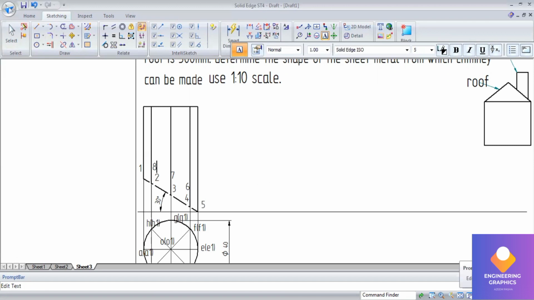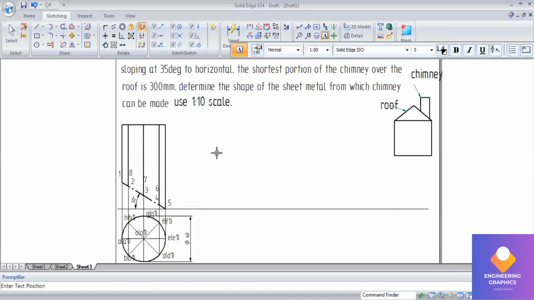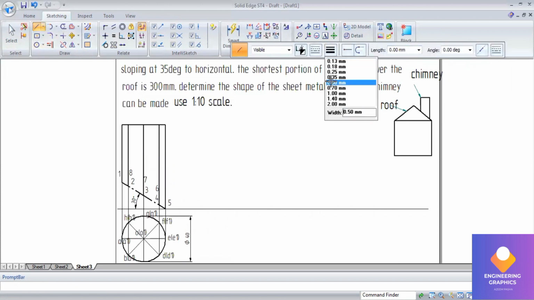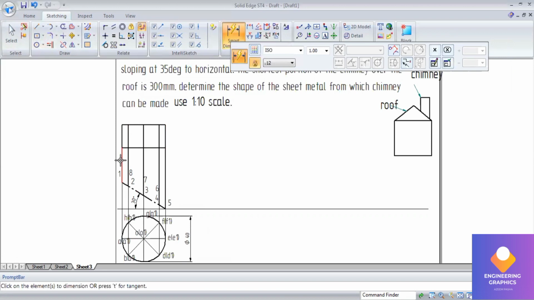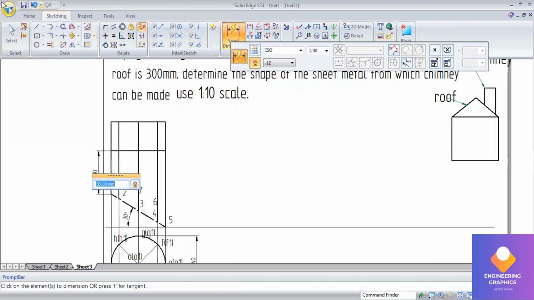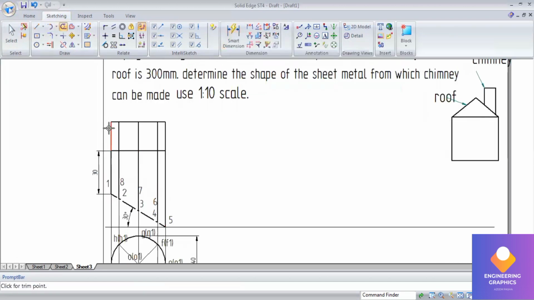Now you can see the shortest portion of the chimney over the roof is 300 mm. So from this end I'll be considering 30 mm, since 300 means 30 at 1:10 scale. Then cut, then bring it back. So this is actually the front view distance. So that upper portion I'm going to trim.